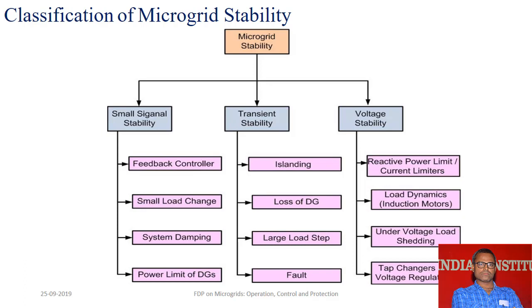So we can see here that small signal stability comes into picture because of small load changes, that is, small signal disturbance. And transient stability comes into picture because of islanding, faults, right? Large load step changes, then loss of generation. So these are the causes of transient stability problems. For voltage stability, we have reactive power limits, load dynamics, under voltage load settings, tap changes, right? Because of these, voltage stability issues arise.